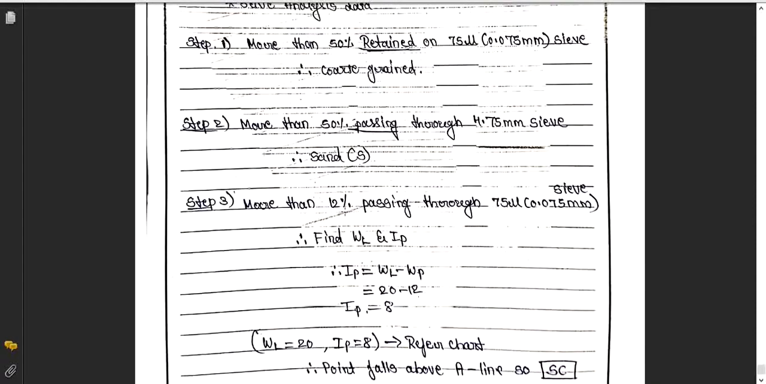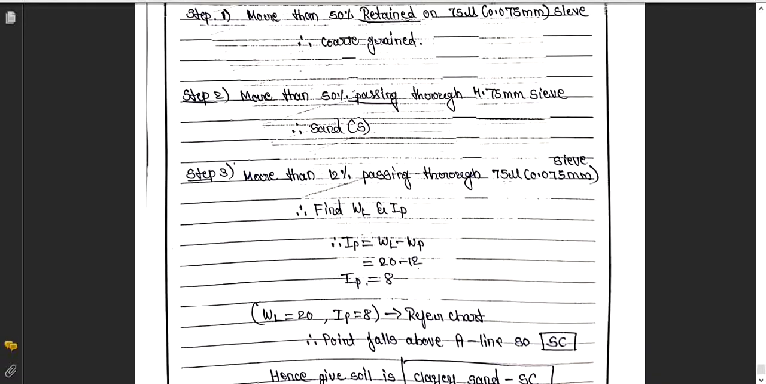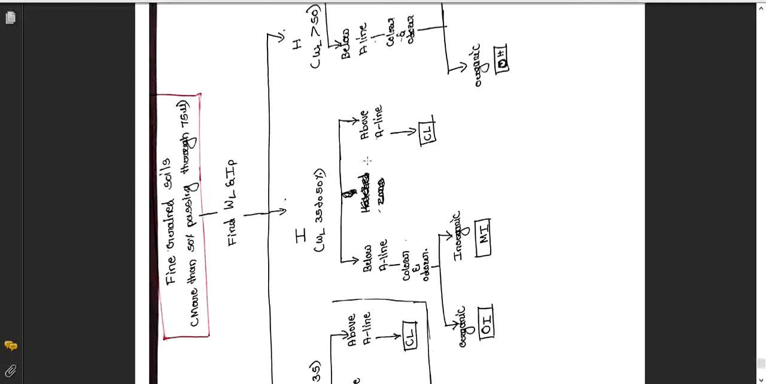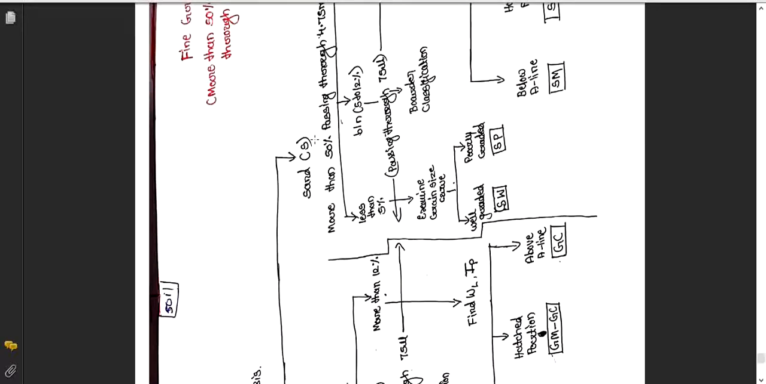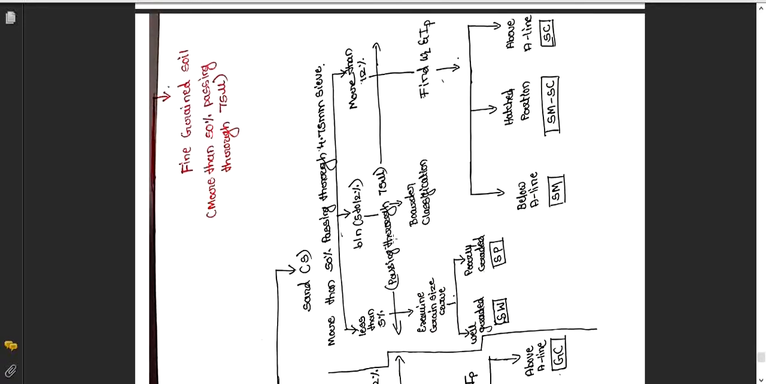Next, is more than 12% passing through 75 micron? More than 12% is passing through 75 micron, which is this case. You can see over here. So I have come here. This is not the case. This is not the case. More than 12% is passing through the 75 micron sieve.